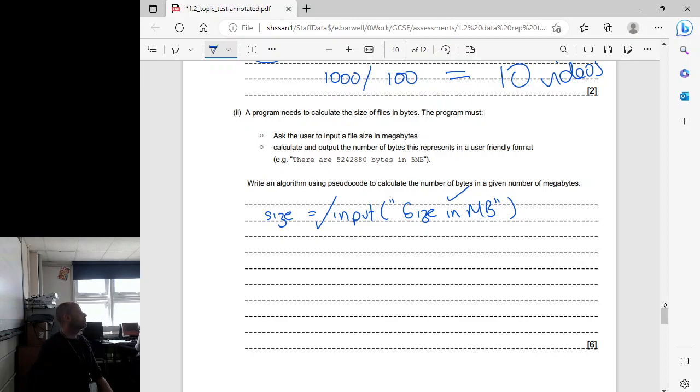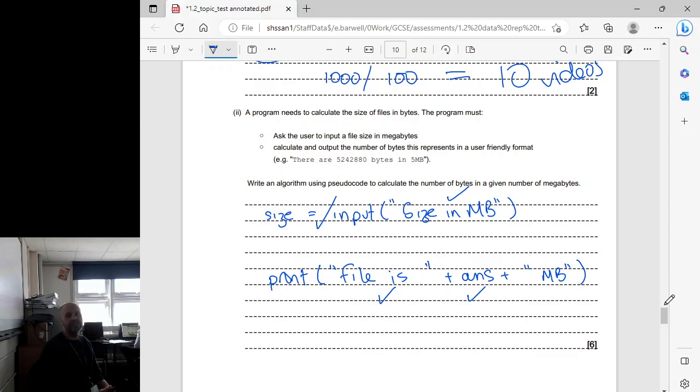Which was a user-friendly output. So I'm going to put print "file is", and it doesn't have to be mega fancy, plus my answer plus MB. Guess how many marks that was? 2. That is 2 marks. Nice output with the answer.